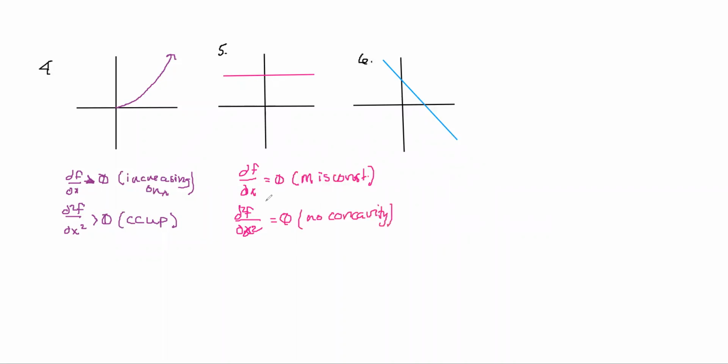Another way of looking at that is if the second derivative is the rate of change of the first derivative, and the first derivative equals 0 for all numbers, then the rate of change of 0 is also going to equal 0 on all numbers. Okay, and number 6, what are we thinking here?